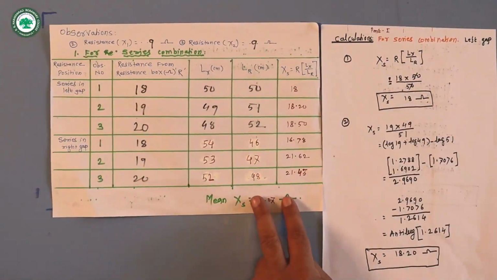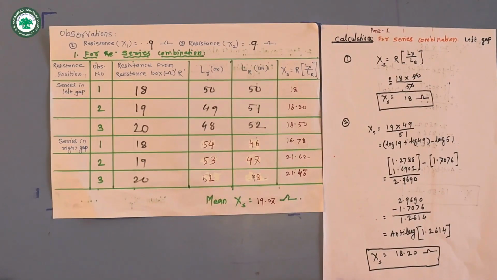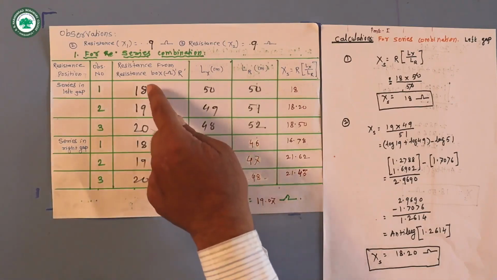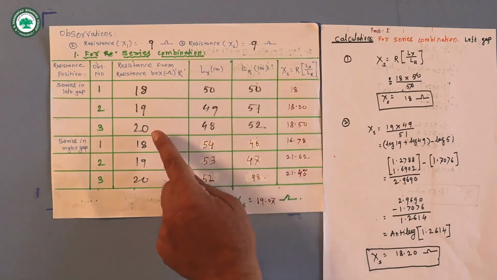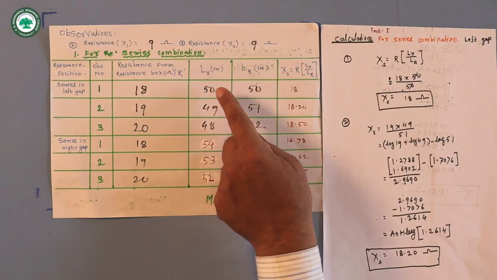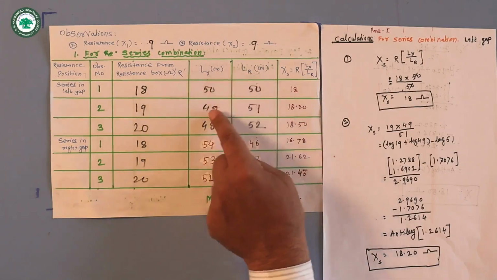Hello students, in the first section we take the readings for Wheatstone's meter bridge to verify the law of series combination of resistors. We already took the readings for the series combination. With the resistors in the left gap, take these 3 readings, changing the resistances 18, 19, 20, and measure the lengths LX and LR here.